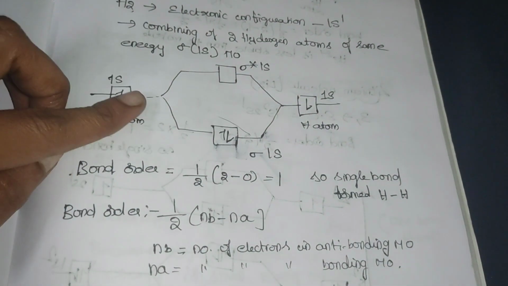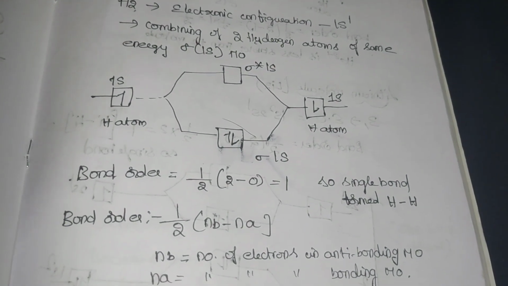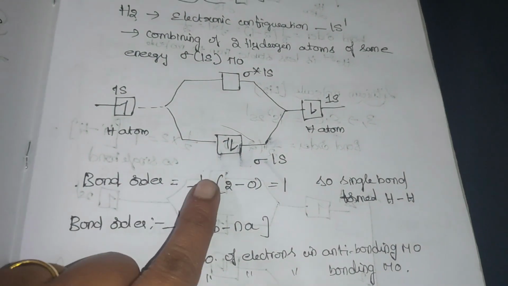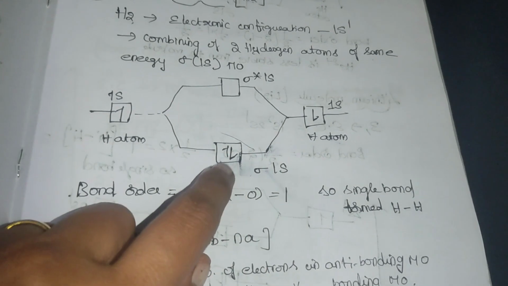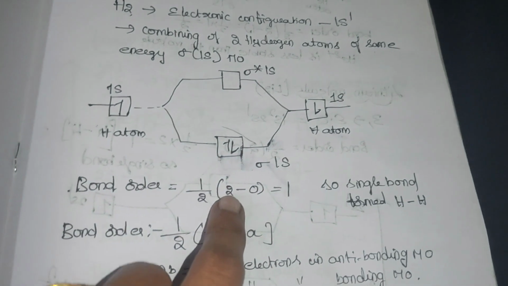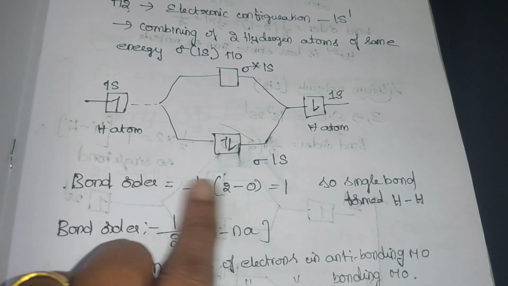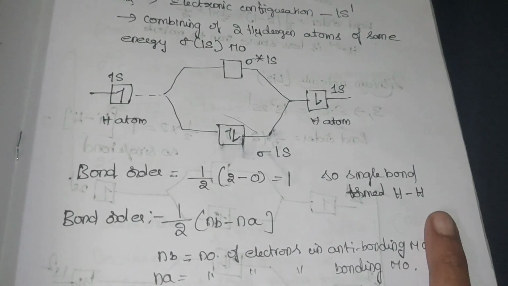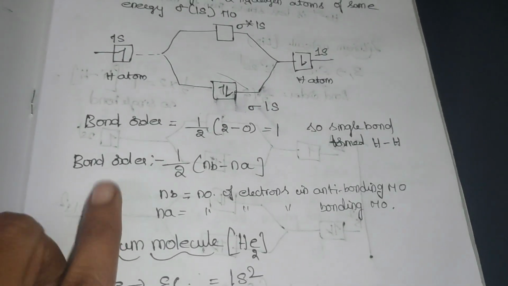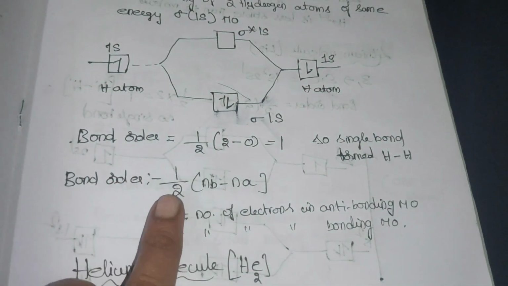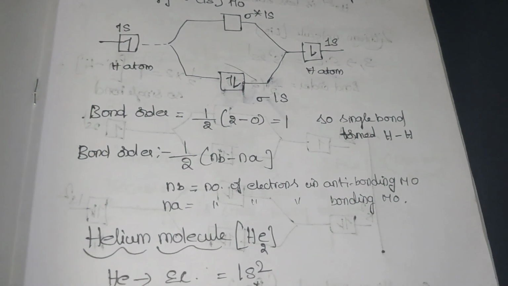Now we have to calculate the bond order. It will tell how many bonds are formed. Bond order is equal to half into the number of electrons in bonding molecular orbitals minus anti-bonding molecular orbitals. Here there are 2 electrons in bonding minus nothing in anti-bonding, so 0. So half into 2 minus 0 is equal to 1. So a single bond is formed between the hydrogen atoms. Remember this: bond order is half into the number of electrons in bonding minus anti-bonding molecular orbitals.